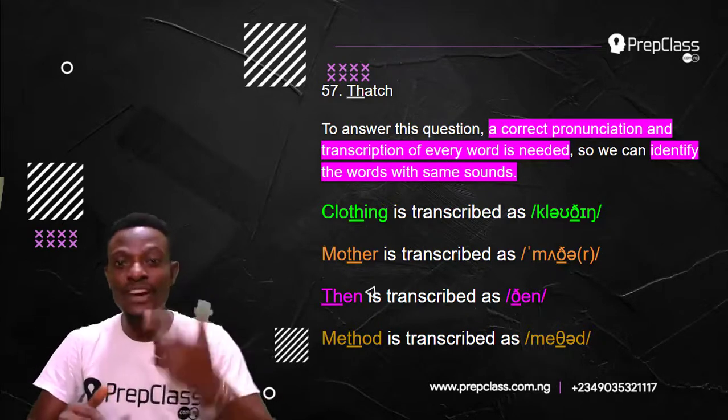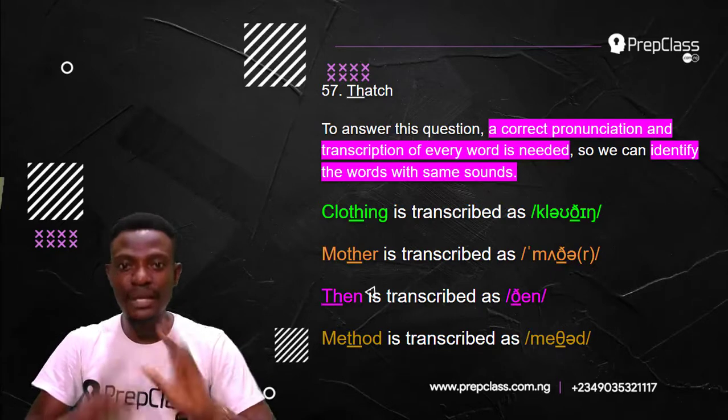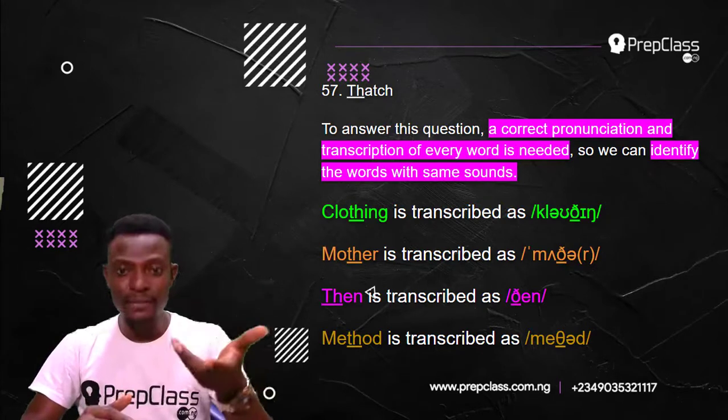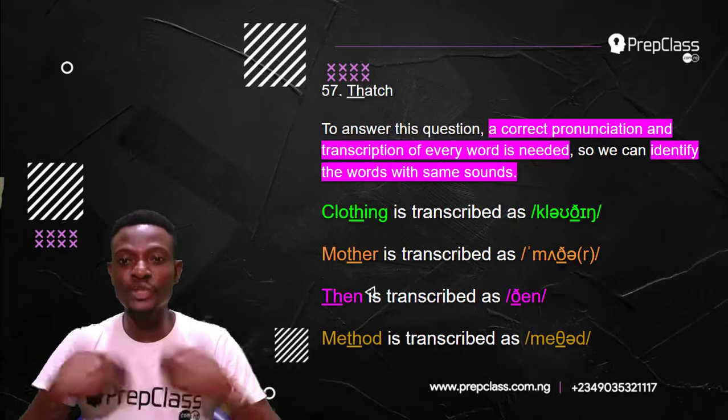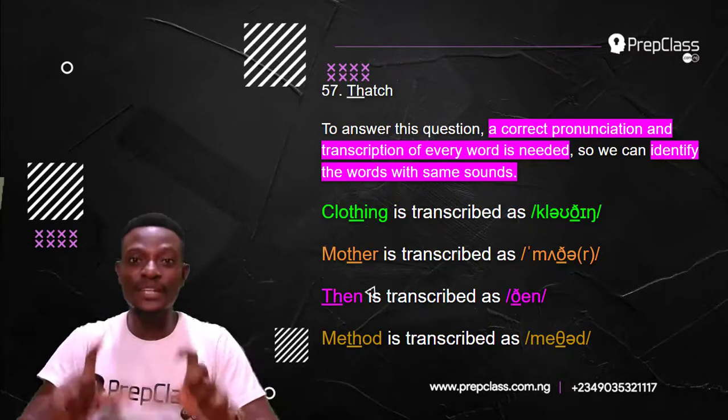Voiceless. So we have the voiced version in clothing, the voiceless version in sash. Now, the second option is mother. Mother is transcribed as shown on the screen. Looking at the transcription of mother, we do not have the same sound that we have in sash.